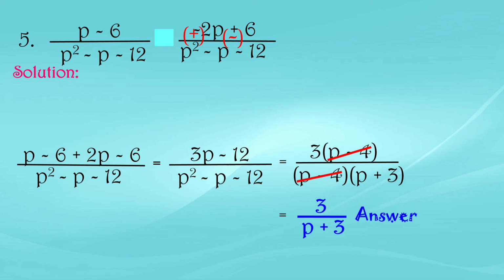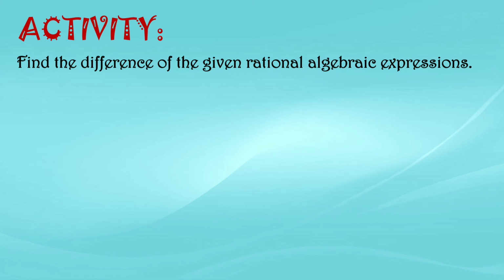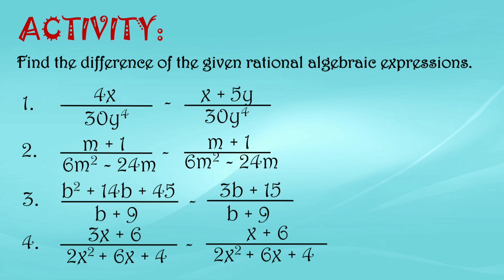Ayan, sana naintindihan nyo. So kayo naman. So find the difference of the given rational algebraic expressions. So, lagi nyo lang tatandaan na kapag nag-subtract tayo ng similar RAE, wala kayong ibang gagawin, kundi palitan muna yung sign ng subtrahend, yung nasa kanan natin, yung numerator ng nasa kanan, kailangan palitan ng sign, and then, proceed na tayo sa addition. So, tapos, kapag kailangan i-simplify, i-simplify.